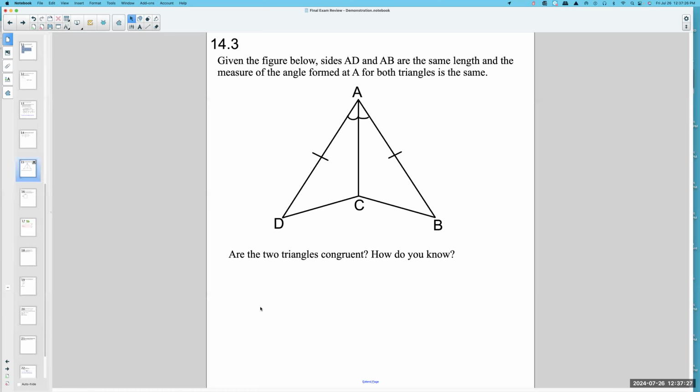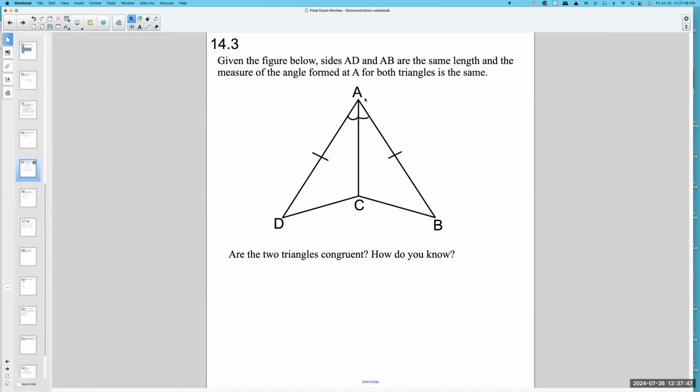Are the two triangles congruent? How do you know? Do I have enough information here to say, or I might not even have enough information to say that. Are they congruent? How do you know? There are three possibilities. Yes, they're congruent. No, they're not congruent, or there's not enough information.